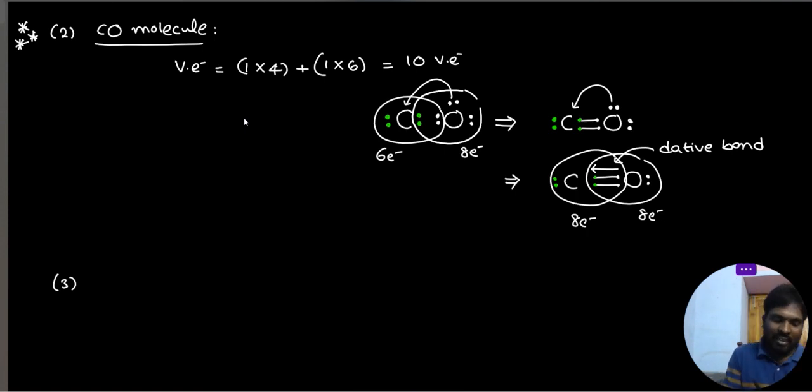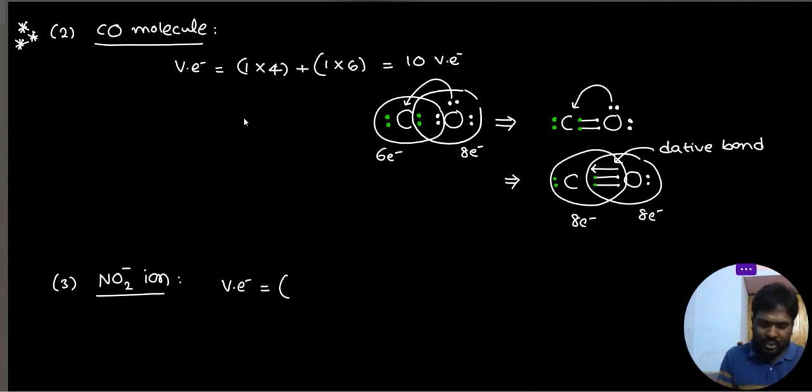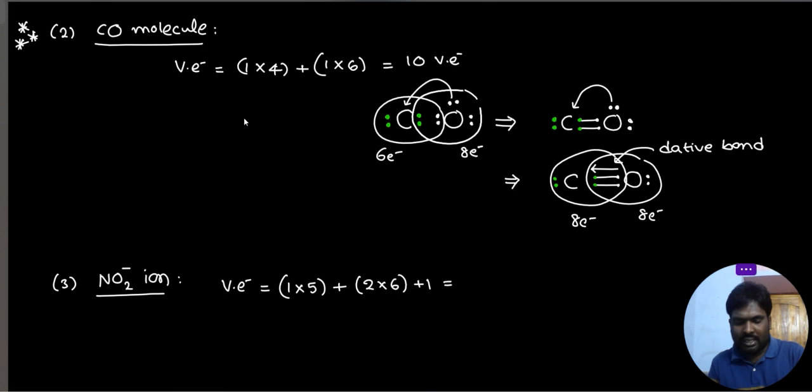Now coming to example 3: NO2 minus ion. Now valence electrons: nitrogen, group number 15 or 5A, 5 valence electrons, plus 2 into oxygen, group number 16 or 6A, 6 valence electrons. 1 negative charge means plus 1. Now 2 into 6 is 12, plus 1 is 13, 13 plus 5 is 18 valence electrons.